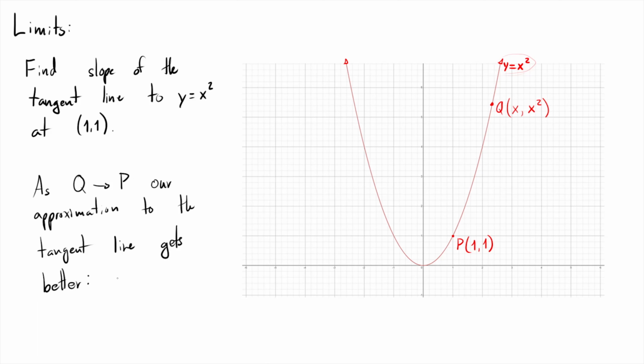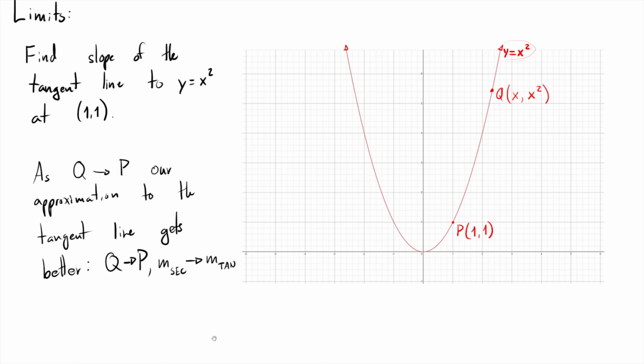Mathematically, what does that mean? Well, that means, like I said, as Q gets closer to P, the slope of our secant line gets really close to the slope of our tangent line. And in fact, what we'll see by the end of this video is that the slope of the secant line is actually equal to the slope of the tangent line. But for right now, we don't know that, so we're just going to say that they're approaching one another. Okay, so that's the idea that we have, and that's what we're going to build off of.